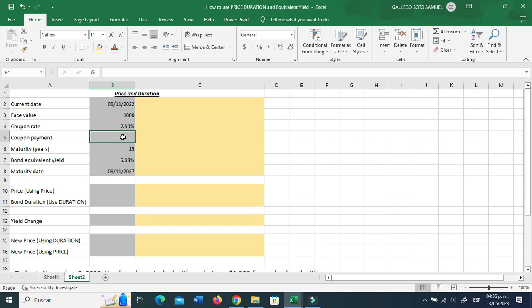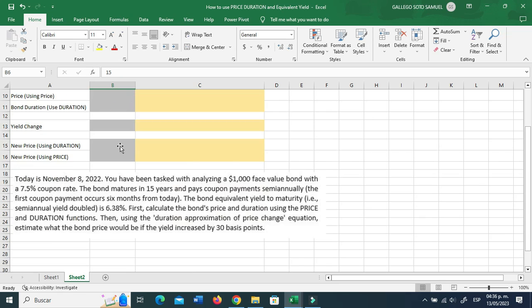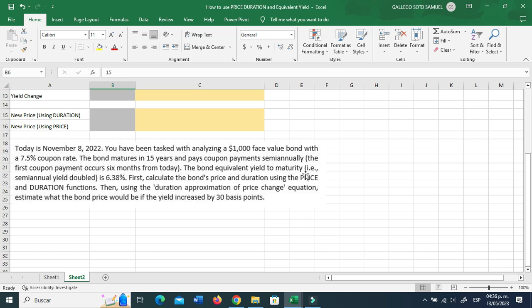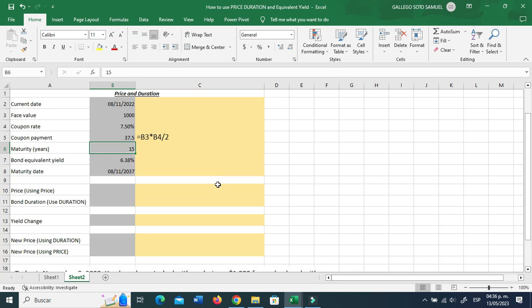Okay, so let's just go ahead and start. So for the coupon payment, as we did before, we have to go for the face value, and then you multiply that by the coupon rate and divide it by 2, because we have semi-annual payments, you know, because semi-annual yield doubled, and it says payment semi-annually, of course. Okay, matures in 15 years. Equivalent. I'm going to be making this mistake so you can see.